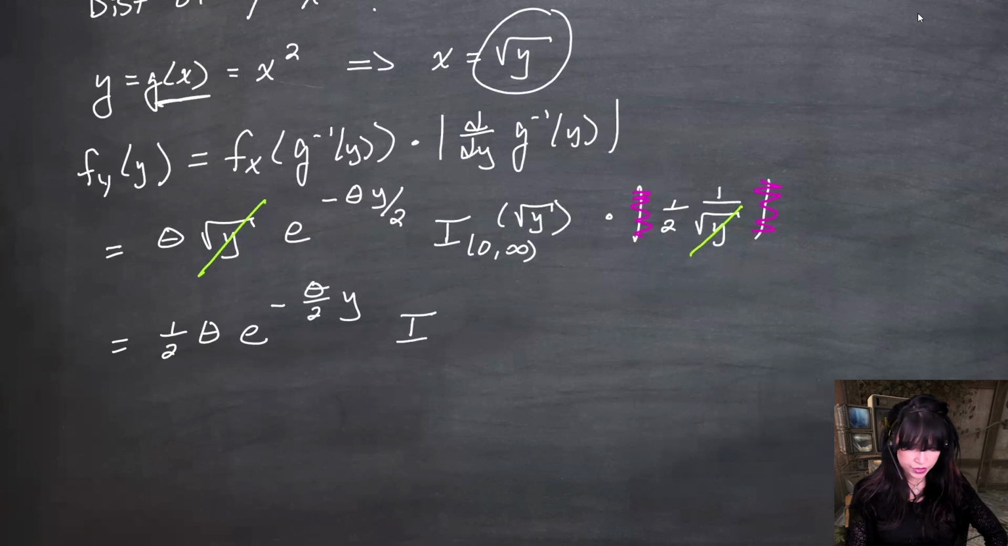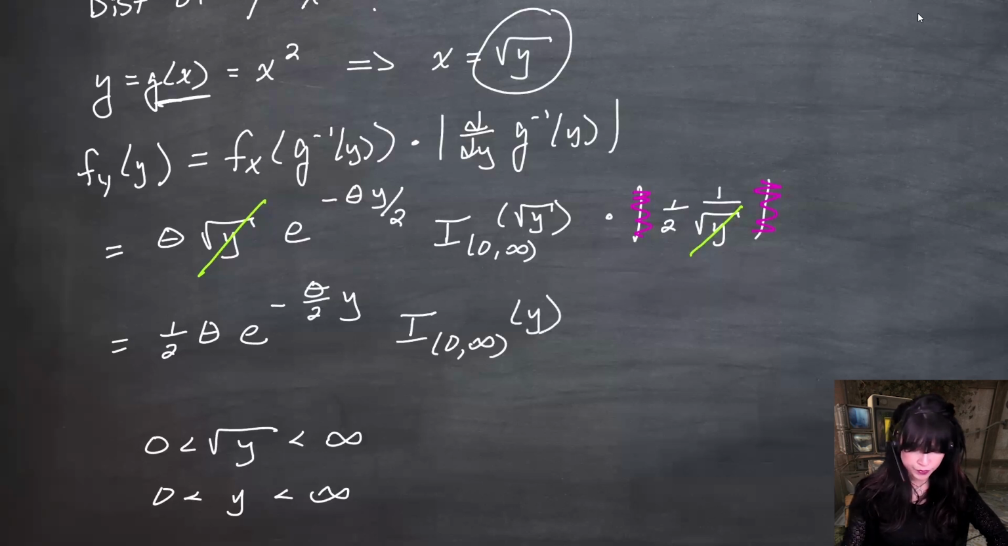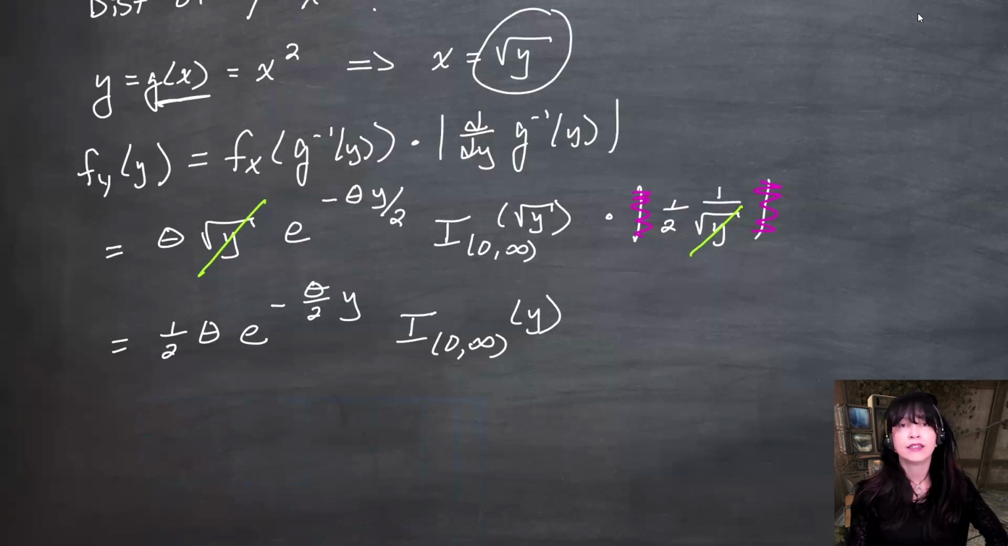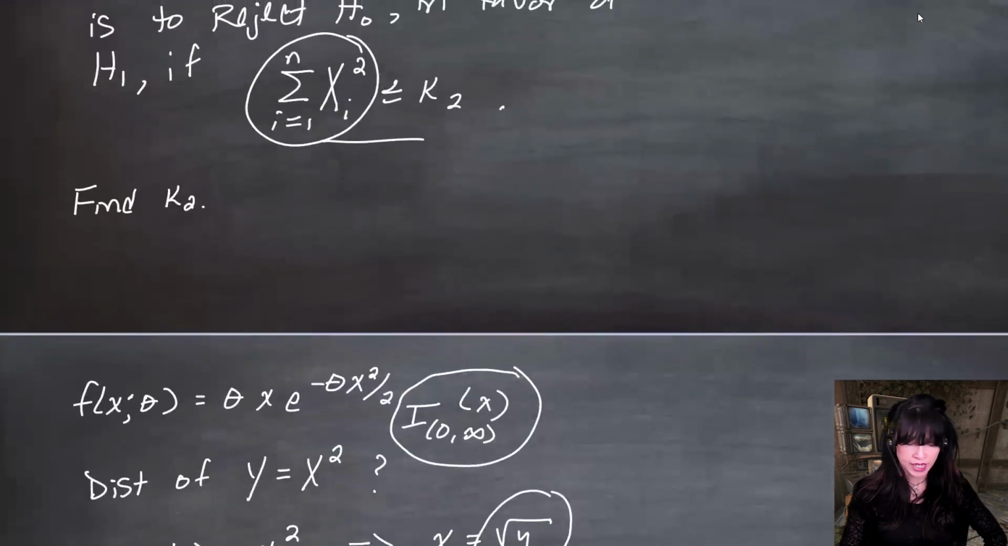And this indicator, if you just write down that the square root of y is between 0 and infinity and square it all the way across, you'll get that this holds for y's between 0 and infinity. So let's just rewrite this. So it's an indicator in terms of y alone. This is an exponential PDF. So if x1 has the given distribution, which is a Weibull distribution, by the way, x1 squared is exponential with rate theta over 2. We can handle exponentials. We've been doing that since the very beginning.